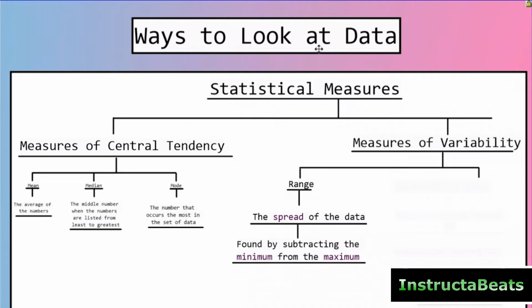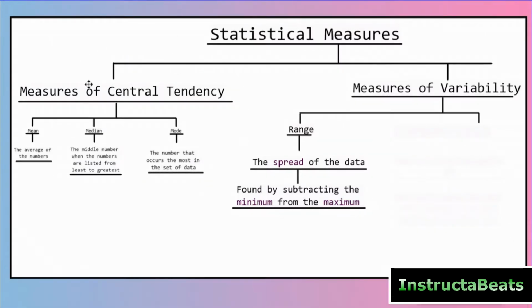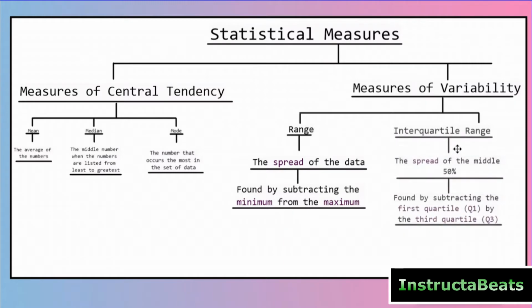We have different ways to look at data, which we call statistical measures, and we have talked a lot about measures of central tendency, our mean, our median, our mode, trying to find the center of our data. We've talked about our range in a previous lesson, and we're going to introduce a new measure of variability today, which is the interquartile range. The interquartile range is the spread of the middle 50%, and it's found by subtracting the first quartile, which we're going to talk about in a second, from the third quartile. So let's make sure that's in our notes, and that way we can go back and review them. It will all make sense at the end, I promise.